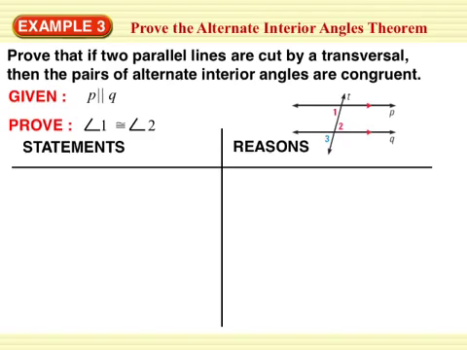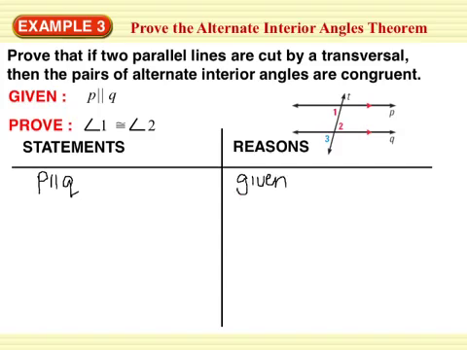All right, we need to prove that if two parallel lines are cut by a transversal, then the pairs of alternate interior angles are congruent. So I drew P and Q with a transversal, and here's our alternate interior angles. And I also added an angle 3 because it's going to help us prove it, and we need to go through the steps. First, we always do our given.